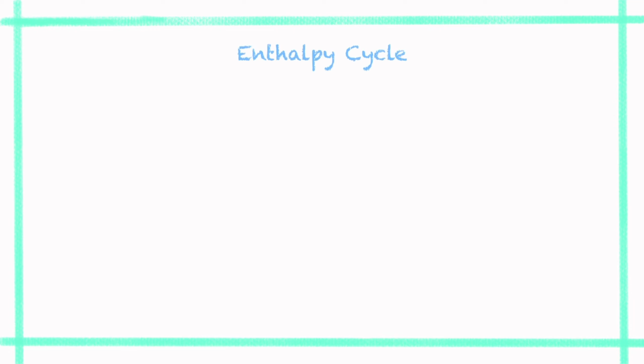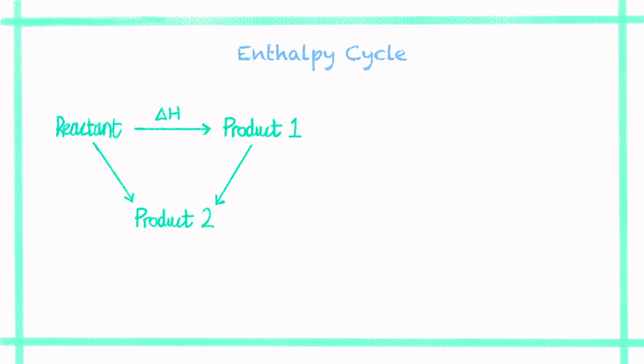Enthalpy cycle is a visual way of representing different approaches to turn reactants into products. By drawing and using enthalpy cycles, we can calculate enthalpy changes of chemical reactions. Let's first imagine a chemical equation. The reactant turns into product 1. The enthalpy change of this reaction is delta H. Assume another compound, product 2, that can be created with both the initial reactants and product 1.